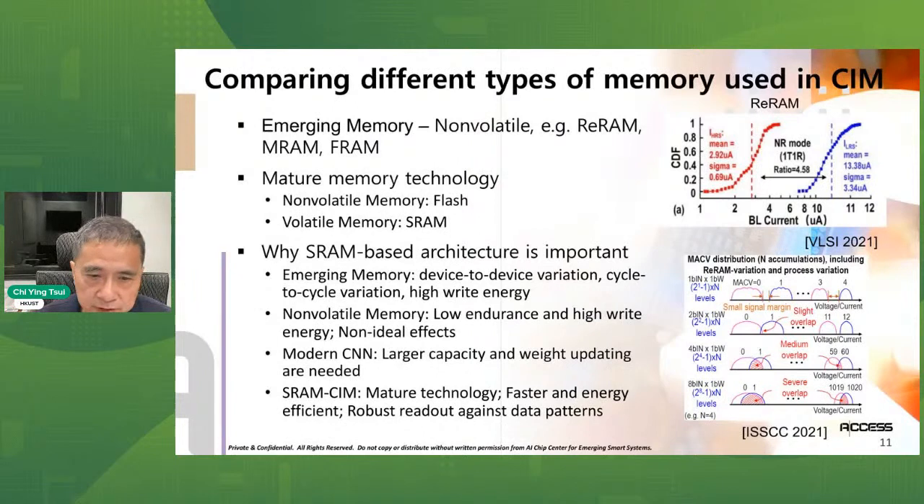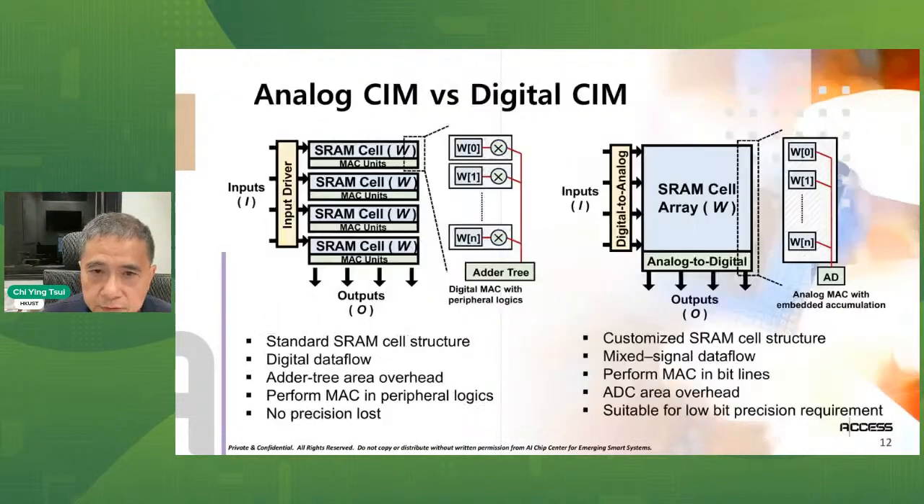At the same time, for non-volatile memory like flash, the low endurance issue, the high write energy issues, and all those non-ideal effects make it less attractive. So using a mature technology like SRAM is still one of the good choices, at least for the next few years, for implementations of the CIM engine. So this project is focused on how to use SRAM to implement computing in memory for AI applications.